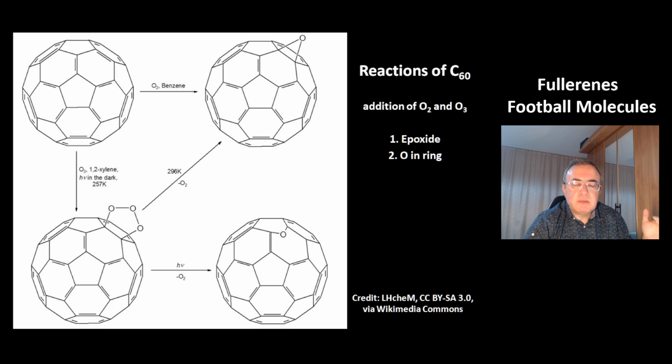And this is an example. This is a typical example in chemistry. With different conditions, you can get different products. So C60 fullerene with oxygen in benzene reacts to this epoxide. And with ozone in the dark, you get this structure. And at room temperature, you get again this epoxide. But with light, you can get the oxygen atom inside the ring, and you get a new ring.